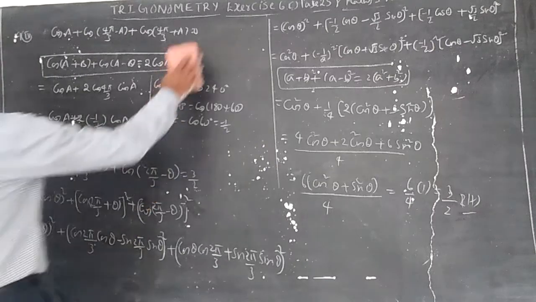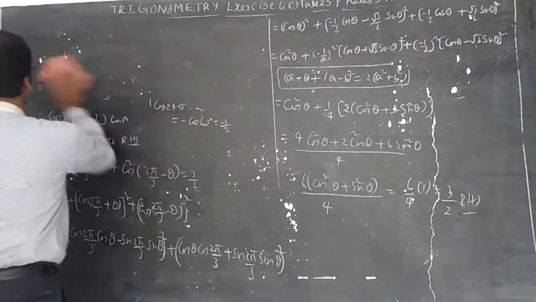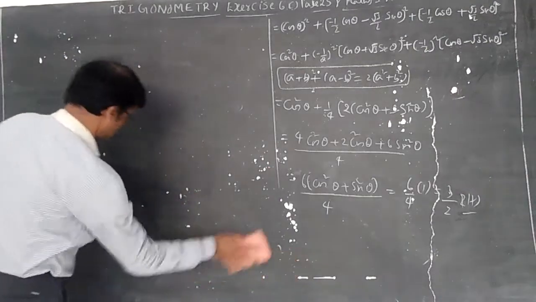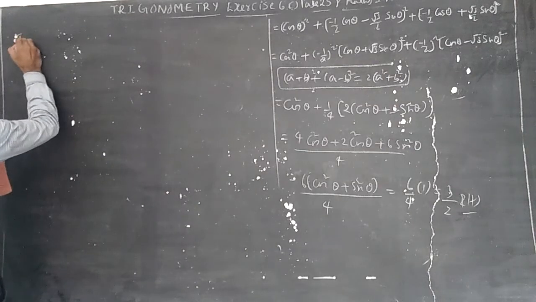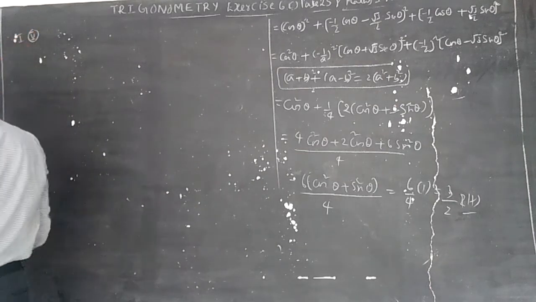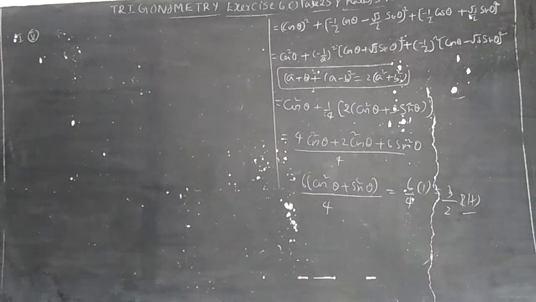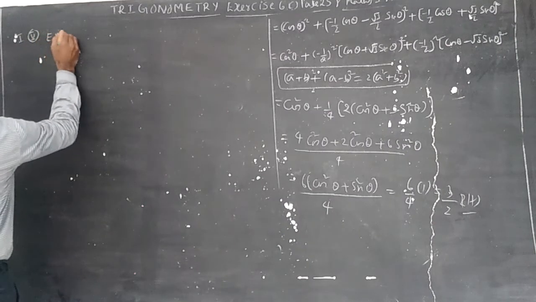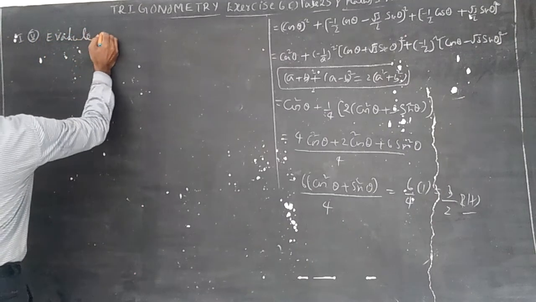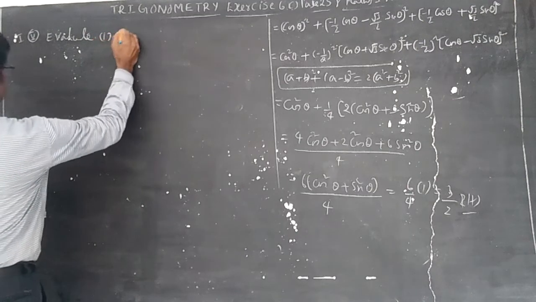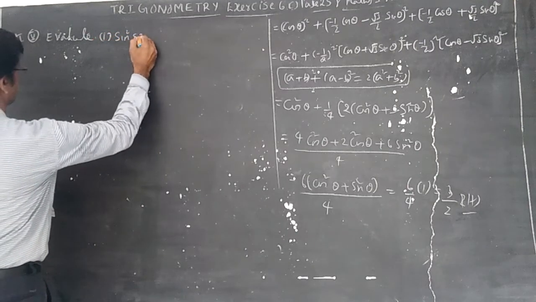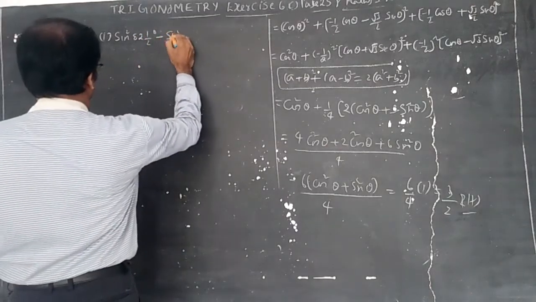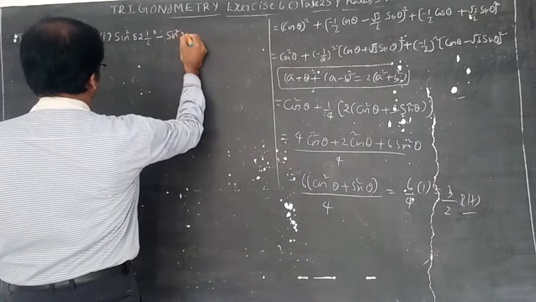In fifth question, 4 sums are there, in page number 58, Roman number 1, fifth question. Evaluate first one: sin square 82.5 degrees minus sin square 22.5 degrees.